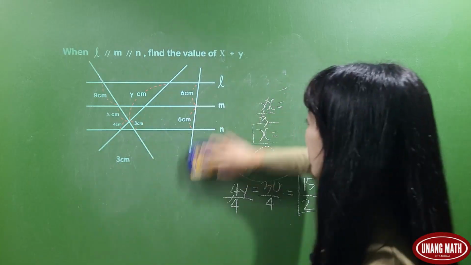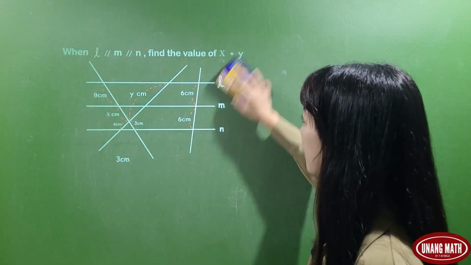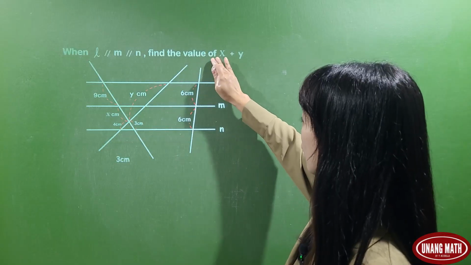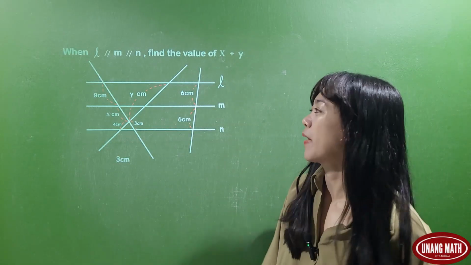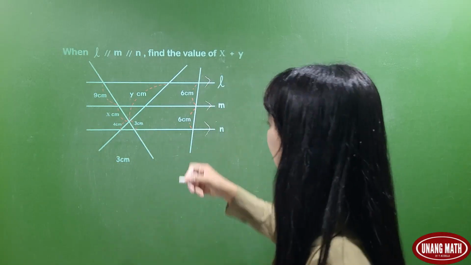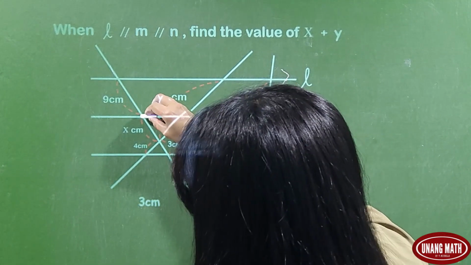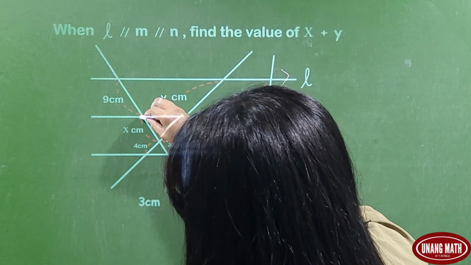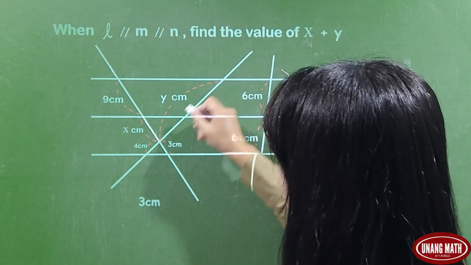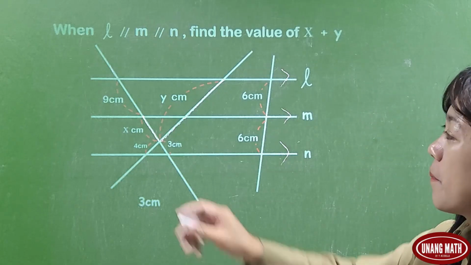According to this, these three lines, L, M, and N, are parallel lines. We will find the value of X plus Y. So where is X? X is this segment from this point up to this point. What about Y? Y is from this point to this point. So that would be our Y.